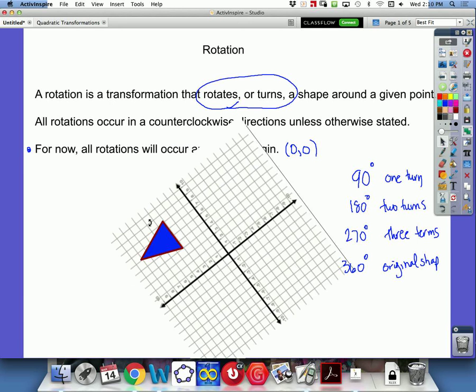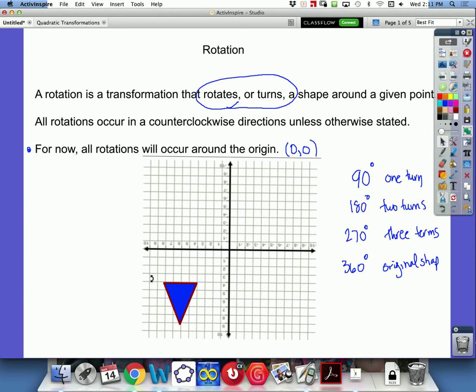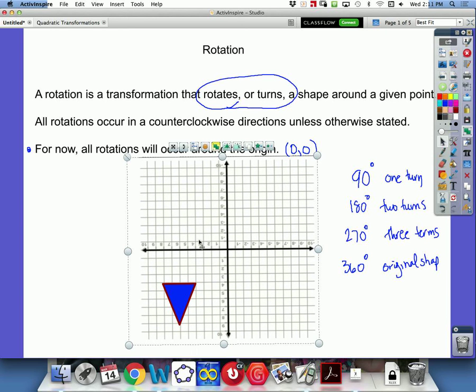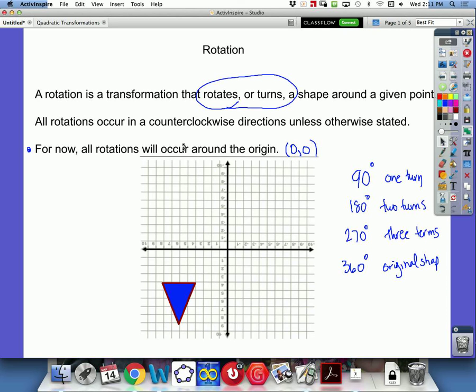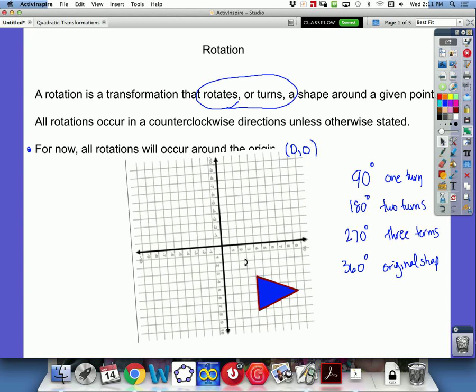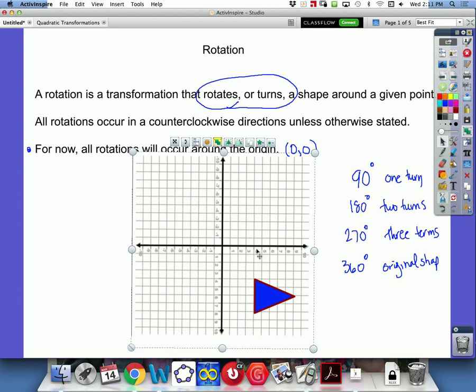If I do it one more time, now both the x and the y are negative. And if I do it one last time, now my x's are positive and my y's are negative. So what that gives us is a rule. If I make a 90-degree turn, I know that my x is going to be the opposite sign of whatever it is. So that means if it was a -2, when I do a 90-degree turn, that will become a positive.